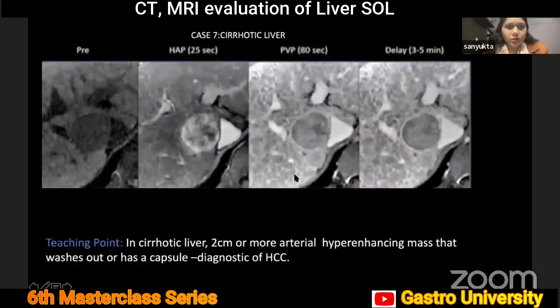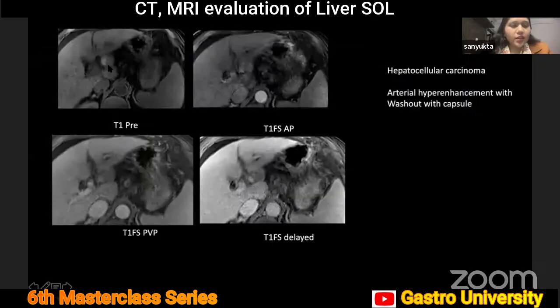Another very important component is the cirrhotic liver. How do we diagnose HCC? HCC has a typical pattern of enhancement. In the hepatic arterial phase, it does take enhancement, but it has to be a non-rim arterial phase hyper-enhancement which washes out in the portal venous phase and which retains a capsule. If it's a 2 centimeter or larger arterial hyperenhancing mass in a cirrhotic liver that washes out and has a capsule, it is diagnostic of HCC. So this was a case we encountered.